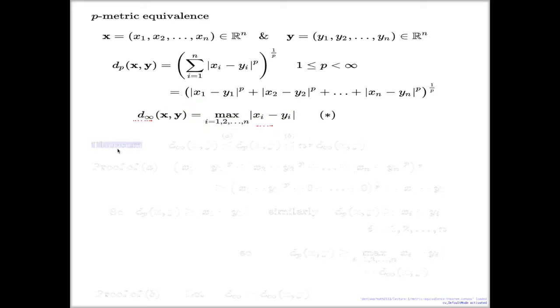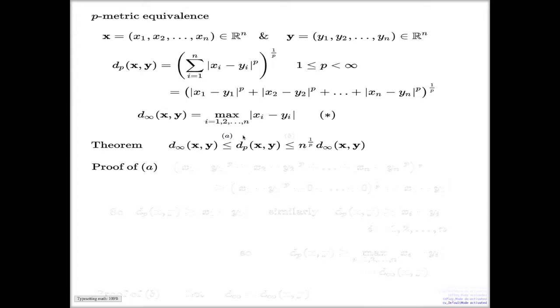So here's my theorem. That's how the first part of the theorem was. We have such a double relation between the metrics d infinity and dp, and we're going to establish that. So for the proof, I call this part A, I call this part B. So the A part, the first inequality, which we need to prove. Listen to this.